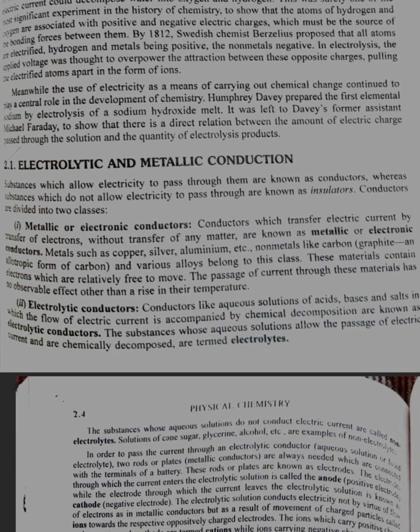Conductors which transfer electric current by transfer of electrons without transfer of any matter are known as metallic or electronic conductors. Metals such as copper, silver, aluminum, etc., non-metals like carbon, and various alloys belong to this class. These materials contain electrons which are relatively free to move. The passage of current through these materials has no observable effect other than a rise in their temperature.